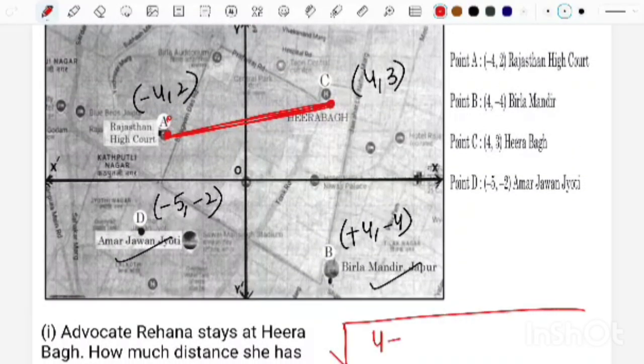Distance formula apply. 4 minus minus, plus 3 minus 2 whole square. 4 plus 4 is 8, 1 square.